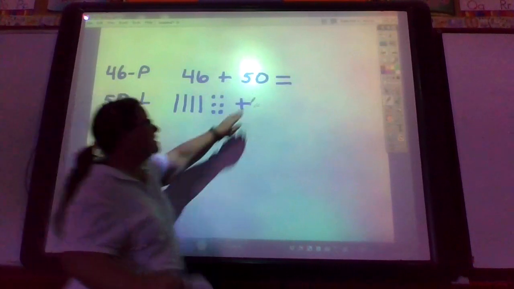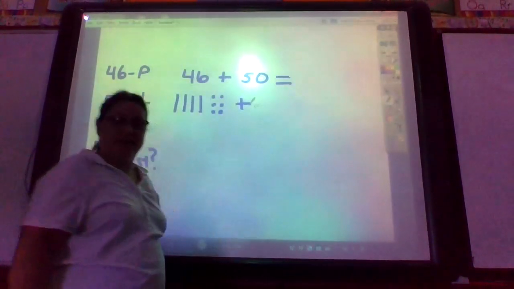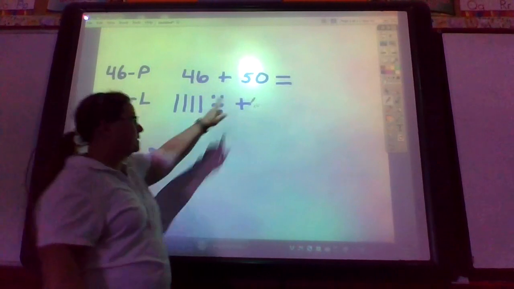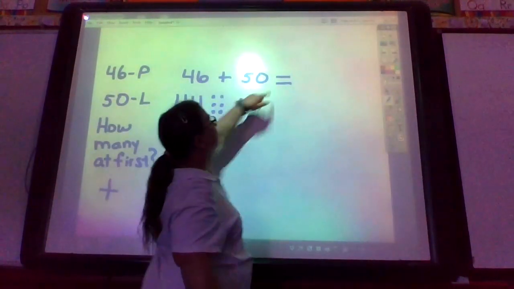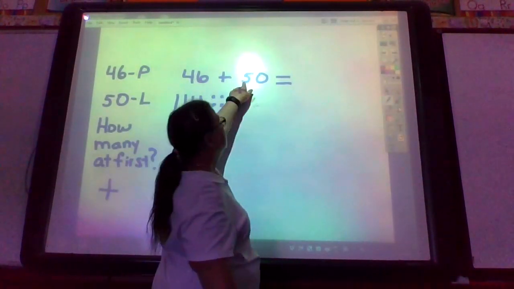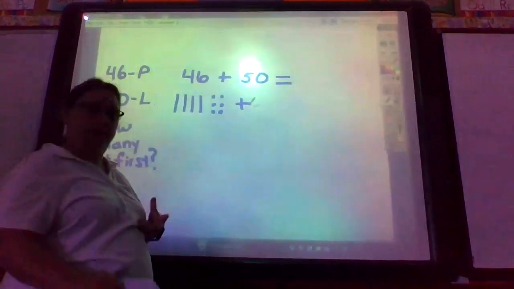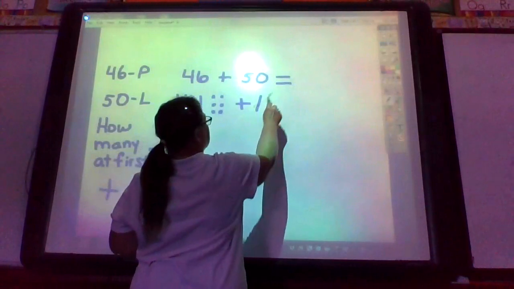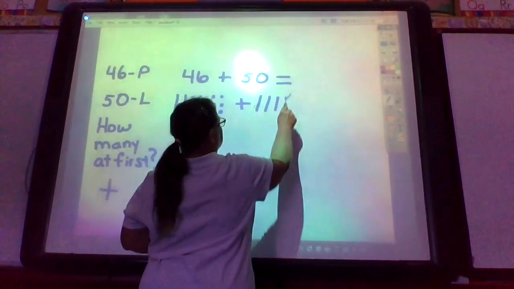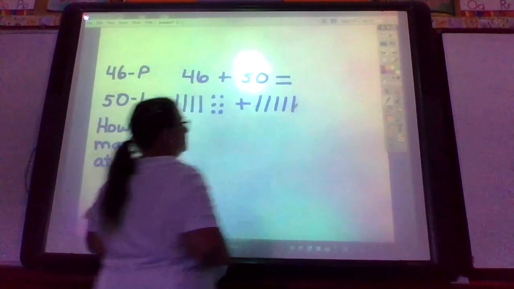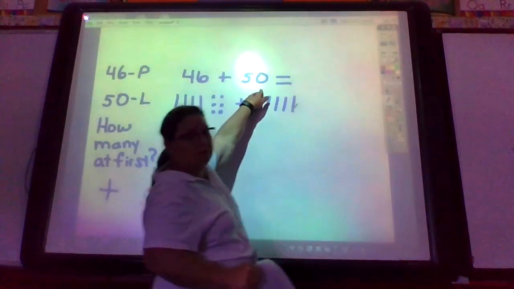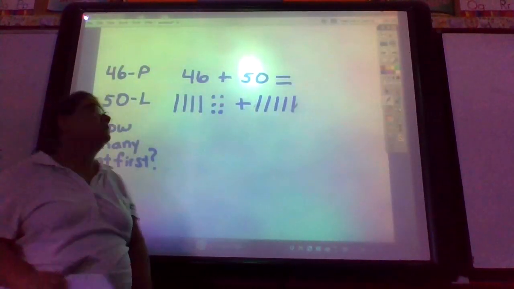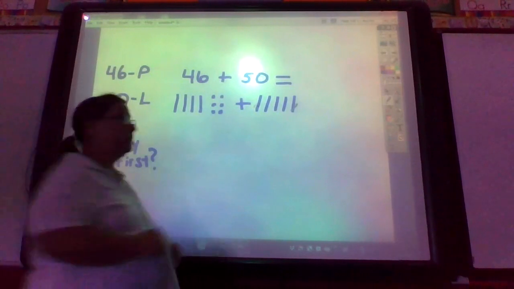Let's look at my 50. This is also a tens number. There's only 2 numbers, so it's a tens number. This is my tens, and this is my ones. Remember, we read from left to right. So, how many tens are there? There are 5, so let's count as we put them up. 10, 20, 30, 40, 50. How many ones? 0. We don't have any ones, so I do not have to make any dots. I've made my problem.